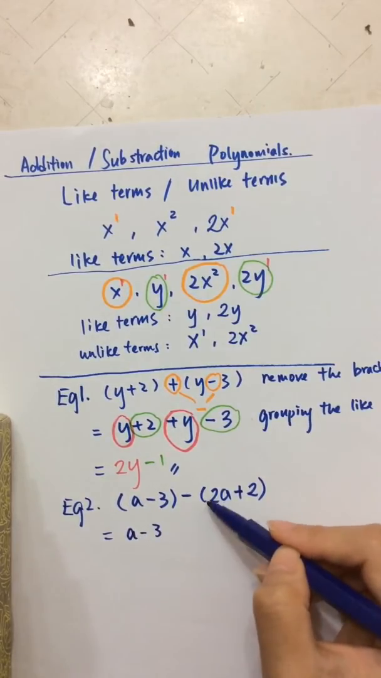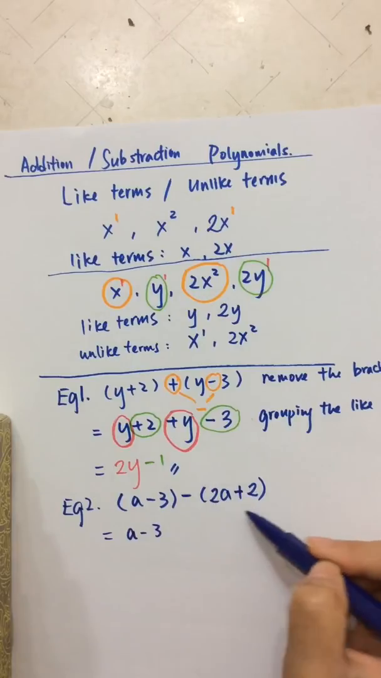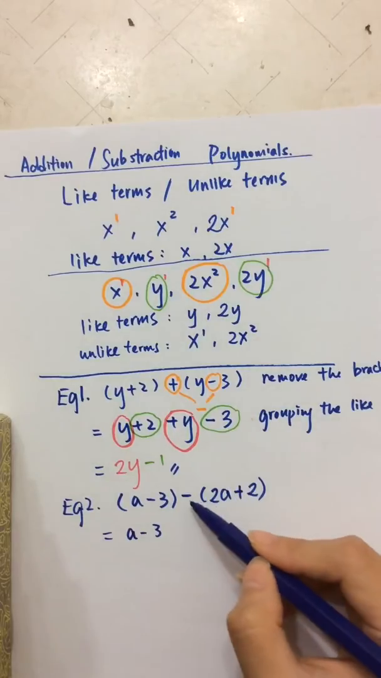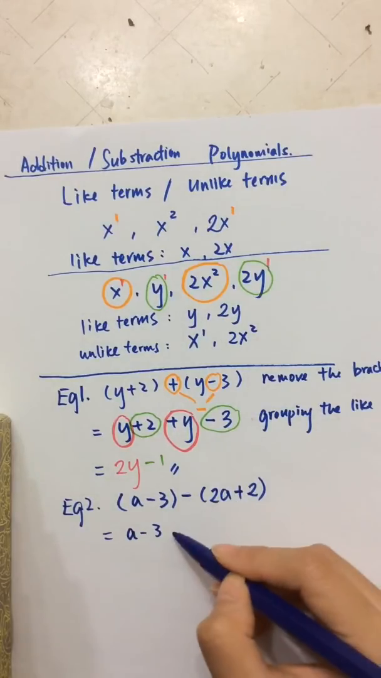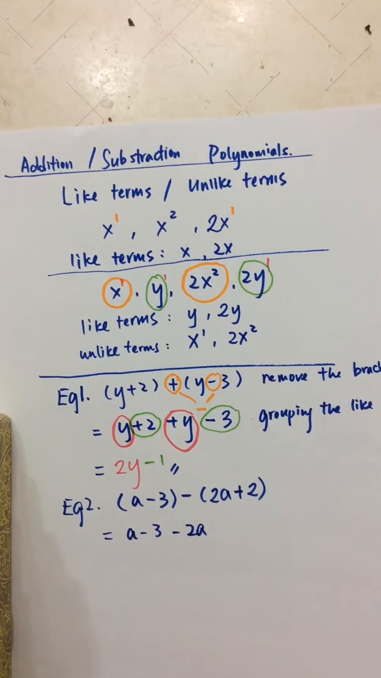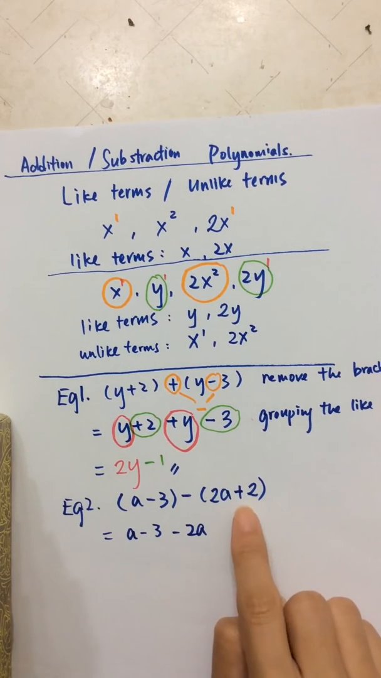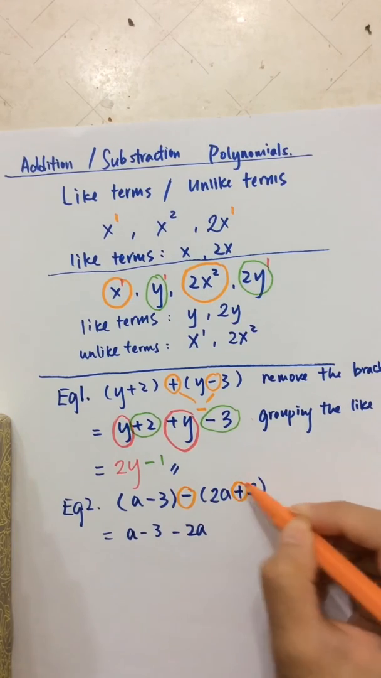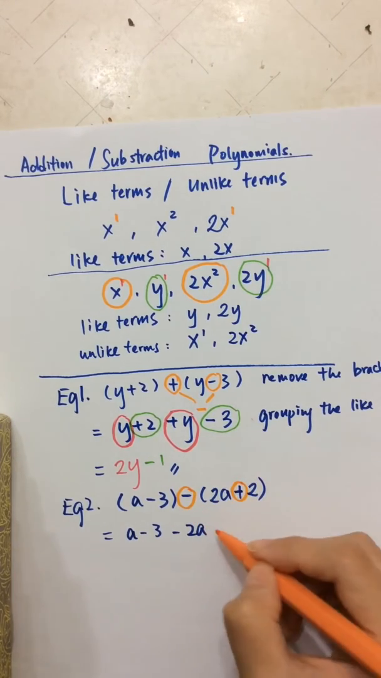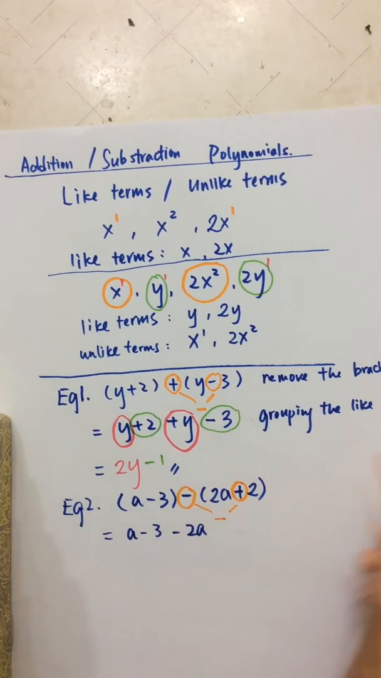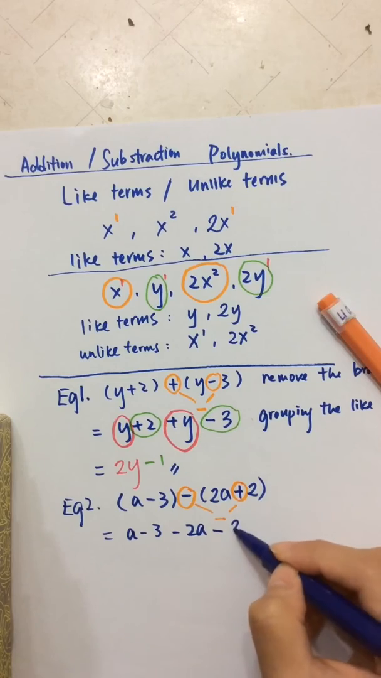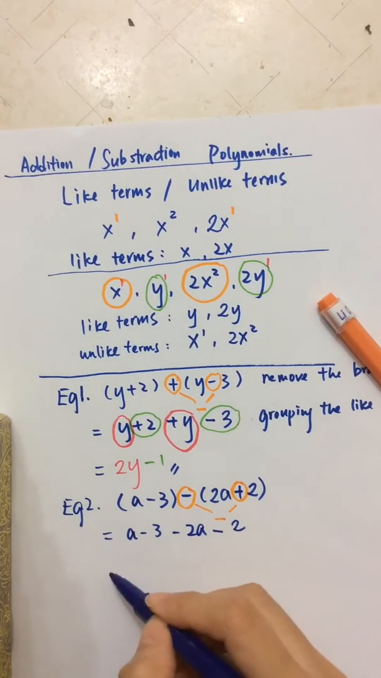And then for the next one, you must be more careful about the sign at the back. This one should be negative 2a. For another one, remember this is plus 2, plus, and then minus here. Minus, plus. So negative, positive will become negative. So also write it down negative 2.